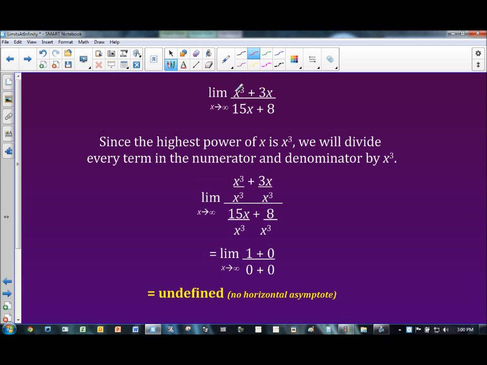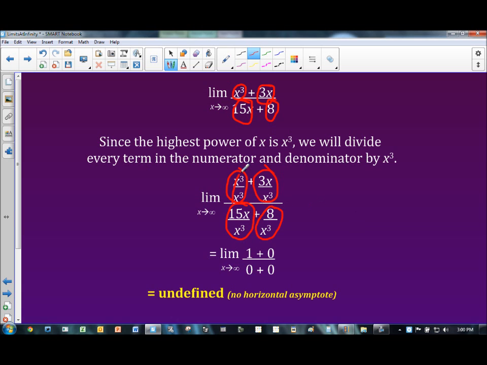Same thing. I've got x cubed and x's and more x's and a constant. So I'm going to divide every term by the highest exponent of x, which is x to the third. So x to the third gets divided by x to the third. 3x gets divided by x to the third. 15x, sorry about my sloppiness, gets divided by x to the third. And 8 gets divided by x to the third. And that's a little out of line, but you get the idea.